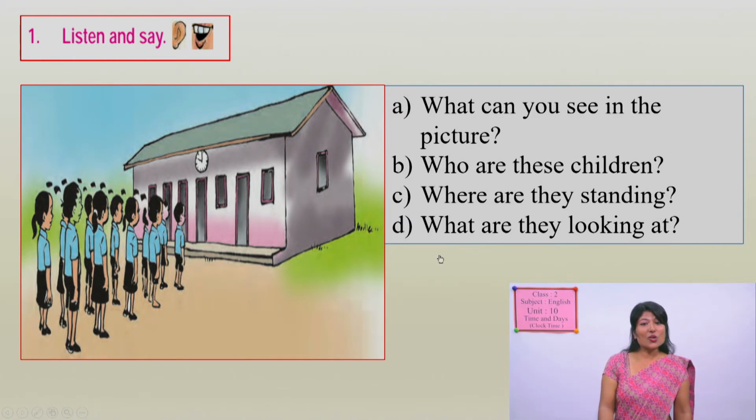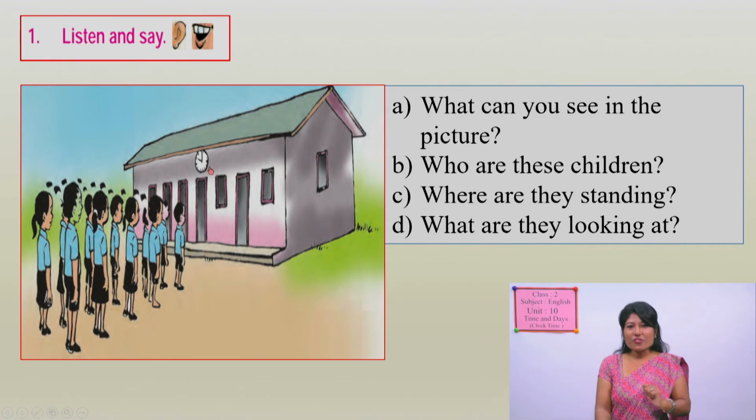And what are they looking at? See, all of them are looking at something that is hung on the wall of this school. What is this? Round in shape with numbers on the face and 2 hands. So what is this? Obviously, this is a clock. All the students are looking at the clock.